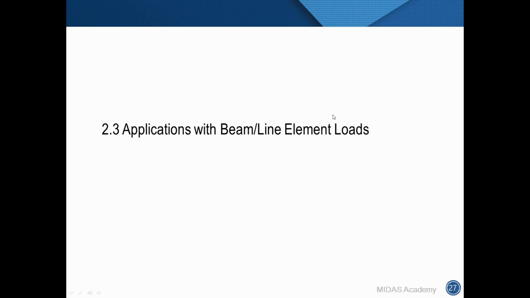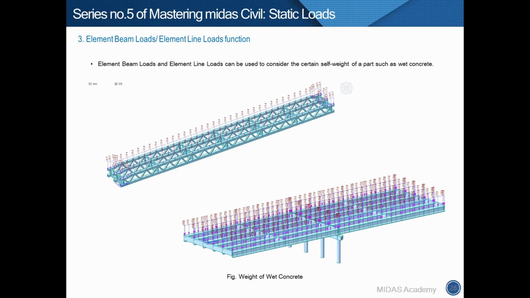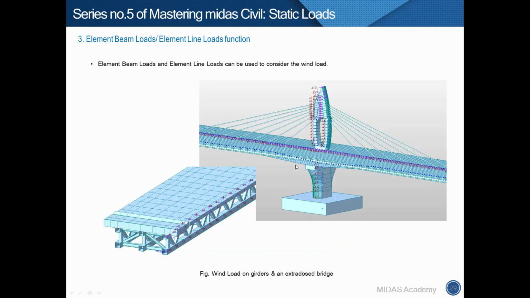And the third application is about beam and line element loads. In this example, beam loads are applied to grillage models for a girder model. During construction stage analysis, beam loads are used to consider the weight of wet concrete for the slab on girders. And here, beam loads are used to consider wind loads on bridges. The wind loads are calculated individually and applied using the beam load function.